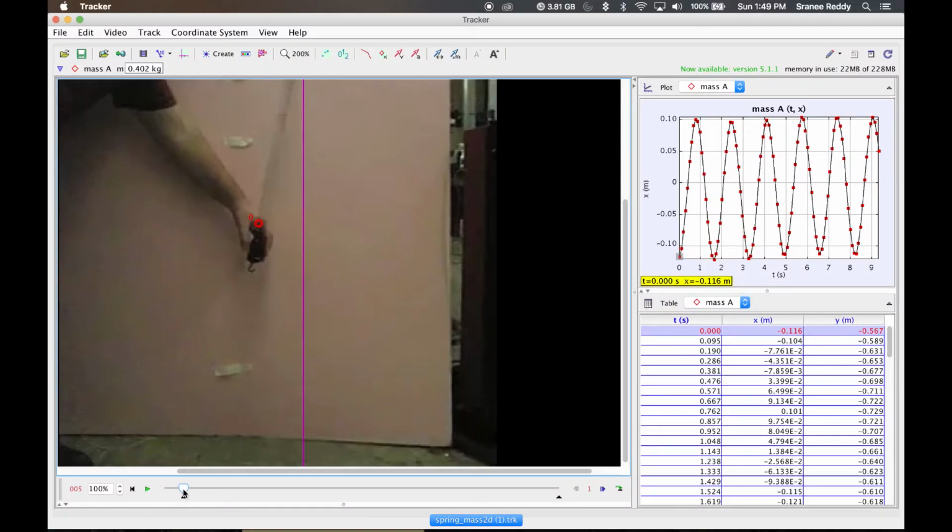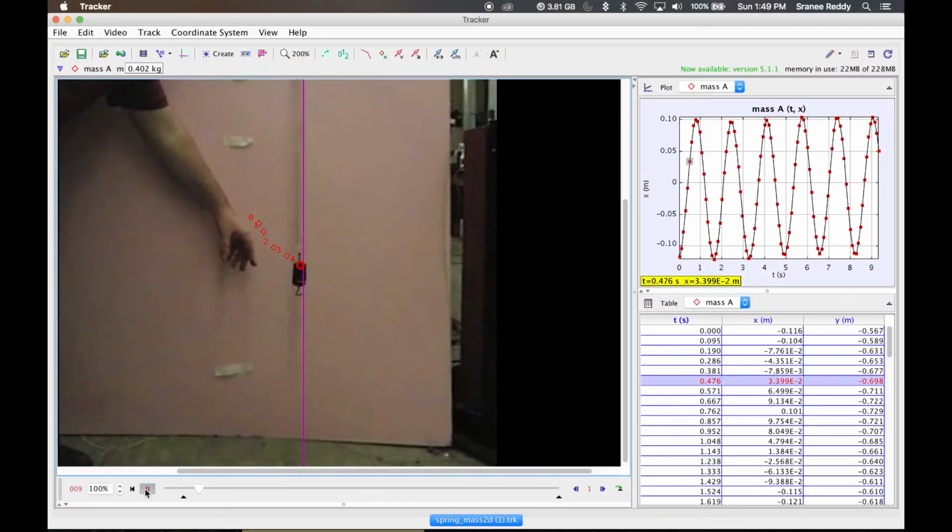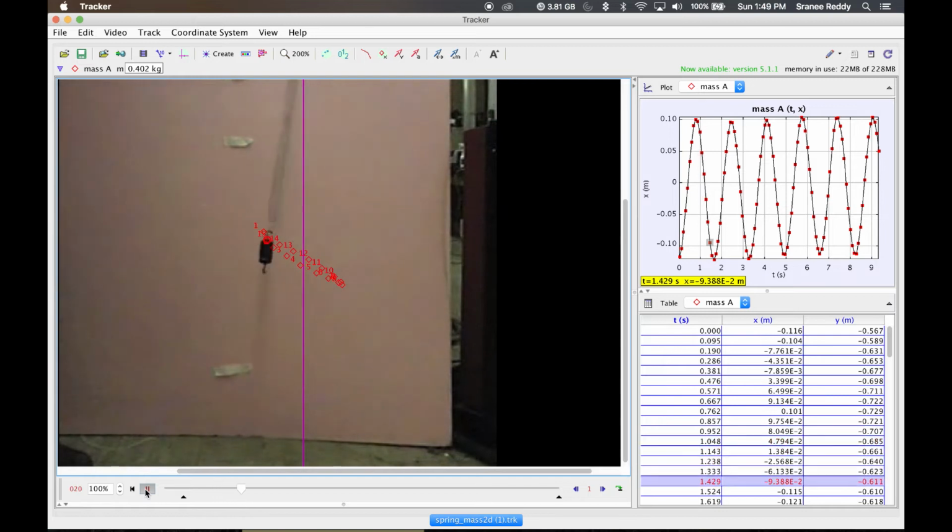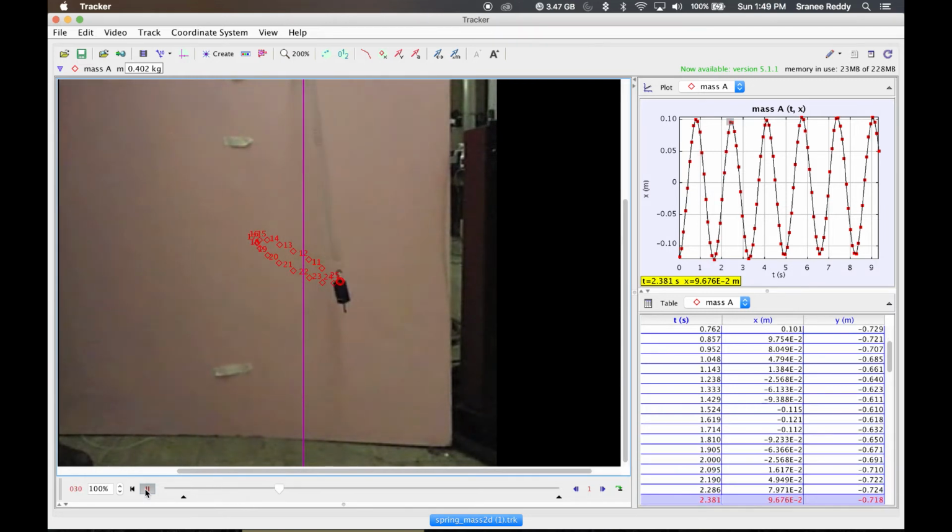Here's the video we were given on Tracker. As the video plays, you can see on the right that the position versus time graph is being plotted, and there's also a matching table. We can then export this table as a CSV to be used in our GlowScript code. Now let's look at what we did in our GlowScript code.